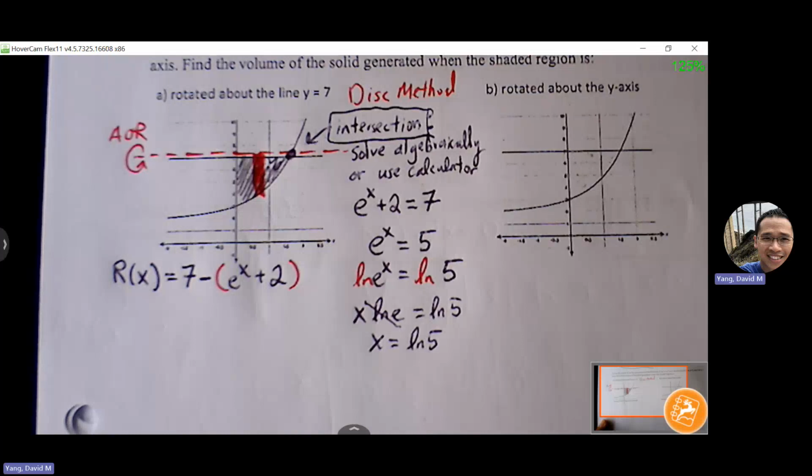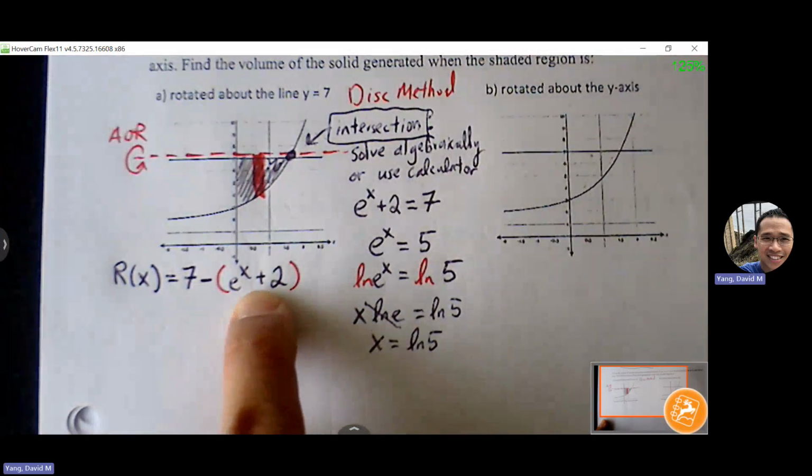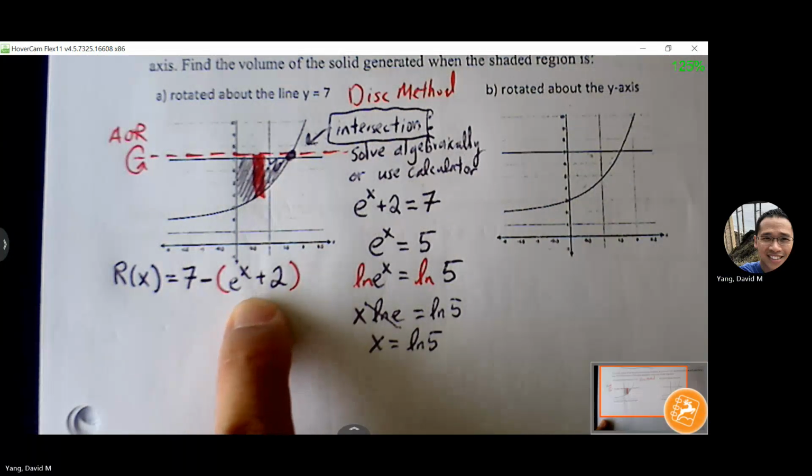Careful with your radius, top minus bottom. That bottom has multiple terms in it. You need to protect that bottom with a set of parentheses. Otherwise, we may forget to distribute that negative through to both of these terms.